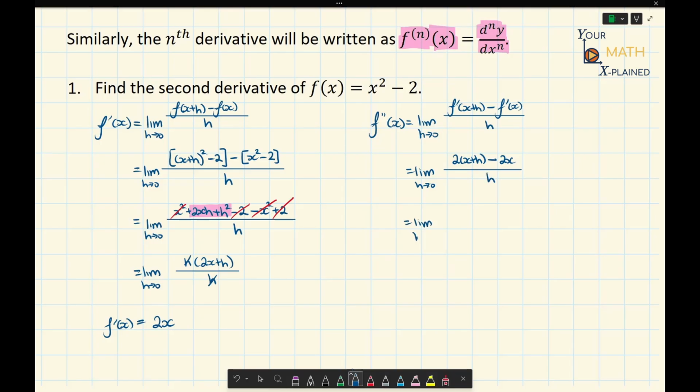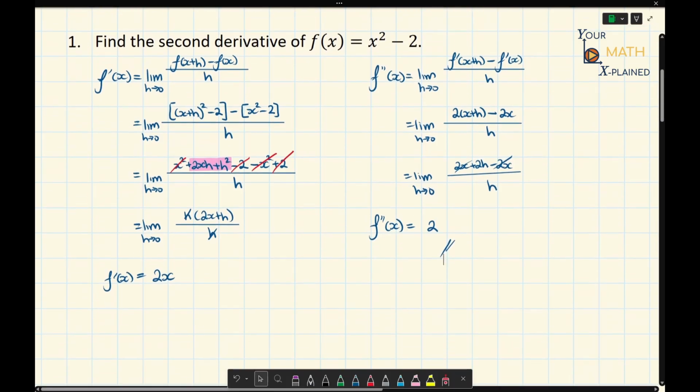Okay, so let's go ahead and simplify our numerator. We get 2x plus 2h minus 2x over h. Now we cancel out the 2x, and then we cancel out the h on the top and the bottom, and this ends up being just equal to 2. So therefore, the second derivative, f double prime of x here, is equal to 2.